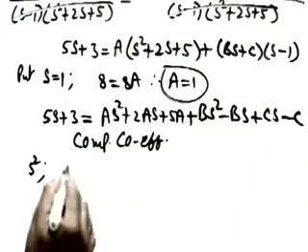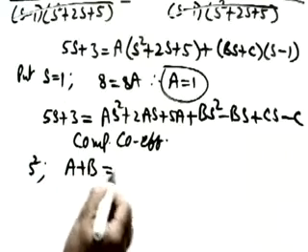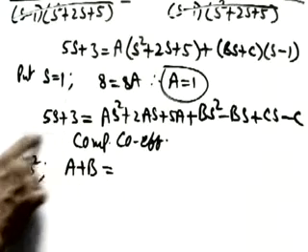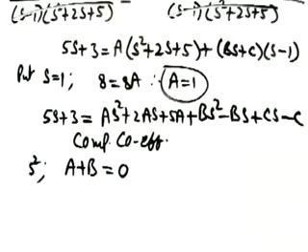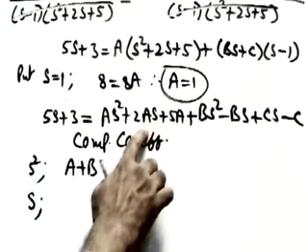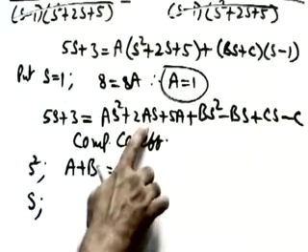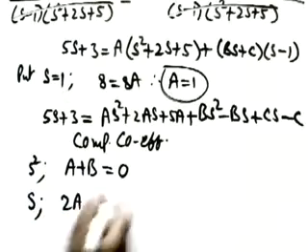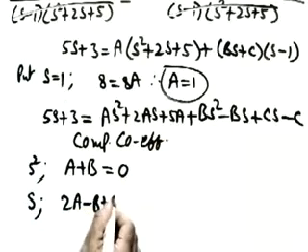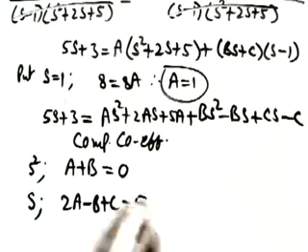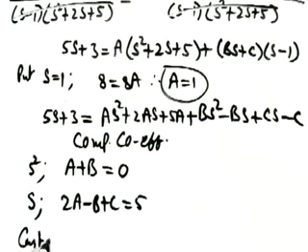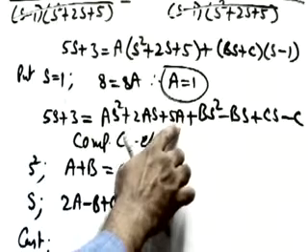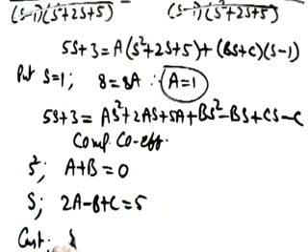So with s square, what do we have here? A plus B. So I'm writing first this, A plus B equals, we don't have s square here, so the coefficient is 0. Now you compare s. What are the terms of s? This 2A minus B plus C. These are the coefficients of s: 2A minus B plus C equals, the s coefficient is 5. In the same way, you compare constants. What are the constants? 5A minus C. So we write like this, 5A minus C equals, the constant is 3.